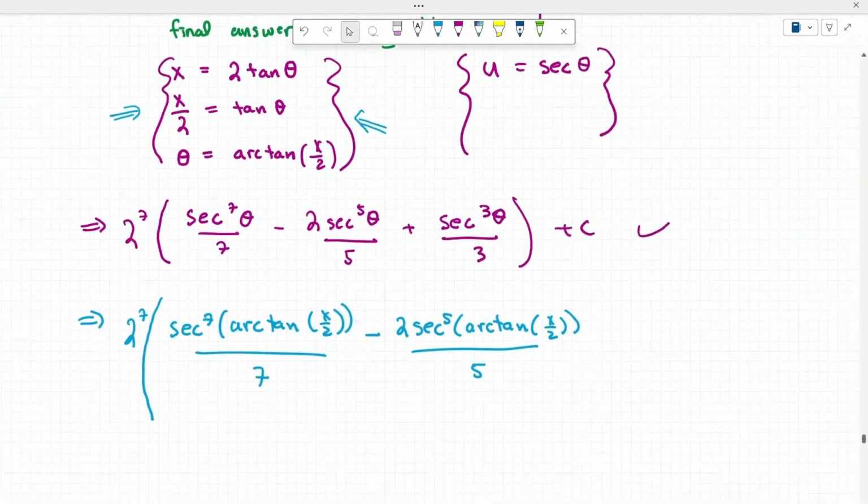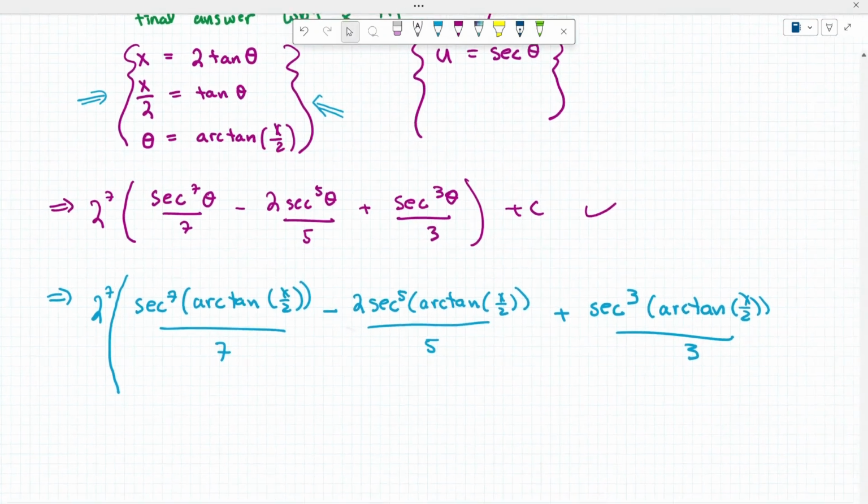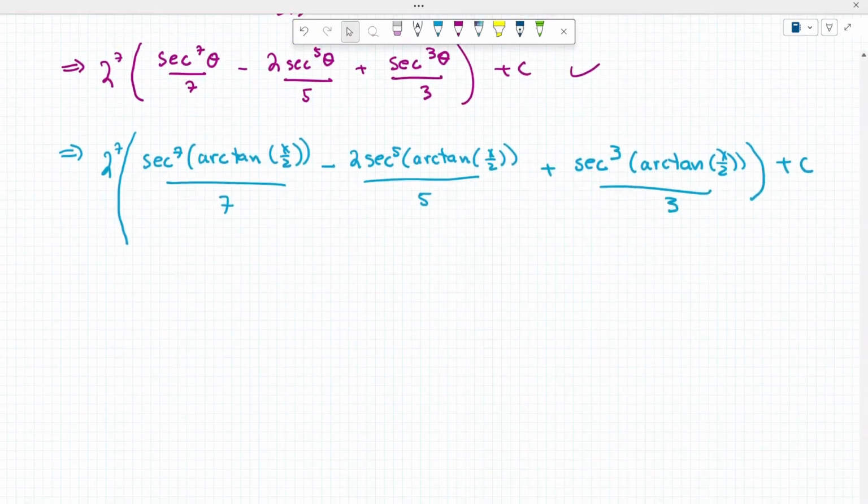We're going to need some more space here. Hang on with me, we're almost there. And then we have secant to the power of 3, then arctan x over 2, all over 3. And then recall, we still have our integration constant, which is c. Okay, so technically this is the final answer, but we can do better than this. We can further simplify this.